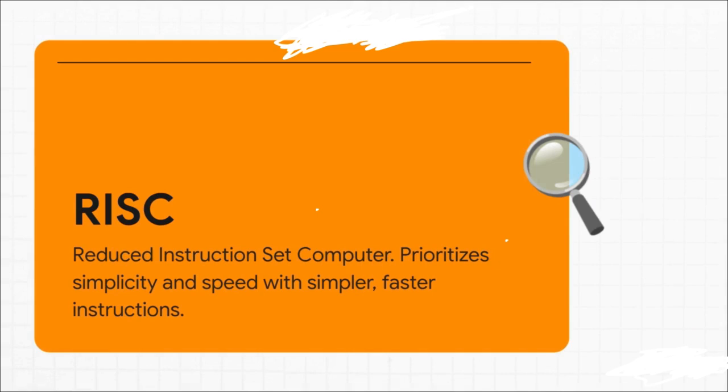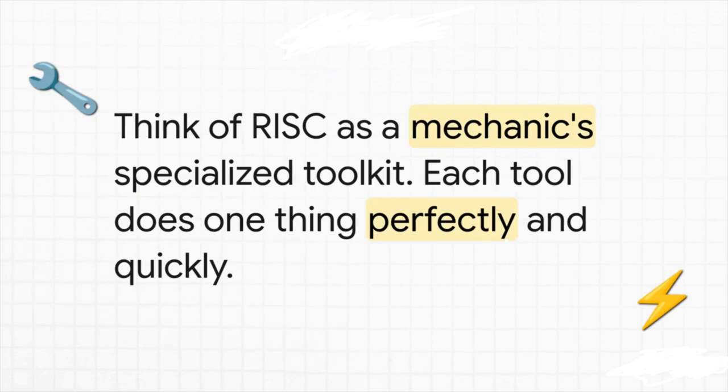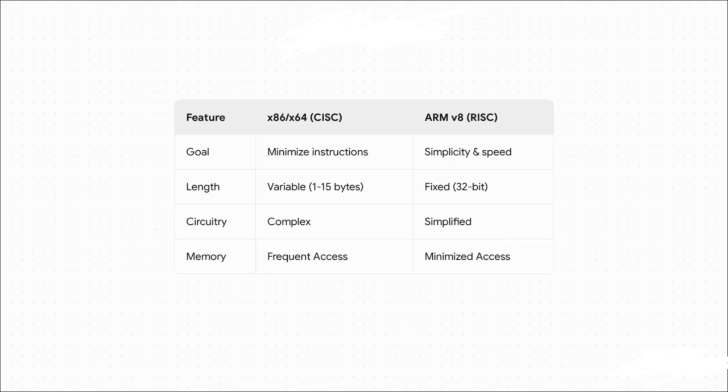ARM, on the other hand, takes the exact opposite approach. It follows the RISC philosophy. And what RISC does is break down every task into the absolute smallest, simplest little steps you can imagine. The entire focus is on making each tiny instruction blazingly fast to execute. So if CISC is a Swiss Army knife, think of RISC as a mechanic's specialized toolkit. You don't have one complicated tool, you have a whole set of simple tools, and each one does its one specific job perfectly and super fast. To do something complex, the processor just grabs a few of these lightning-fast tools and uses them one after the other.